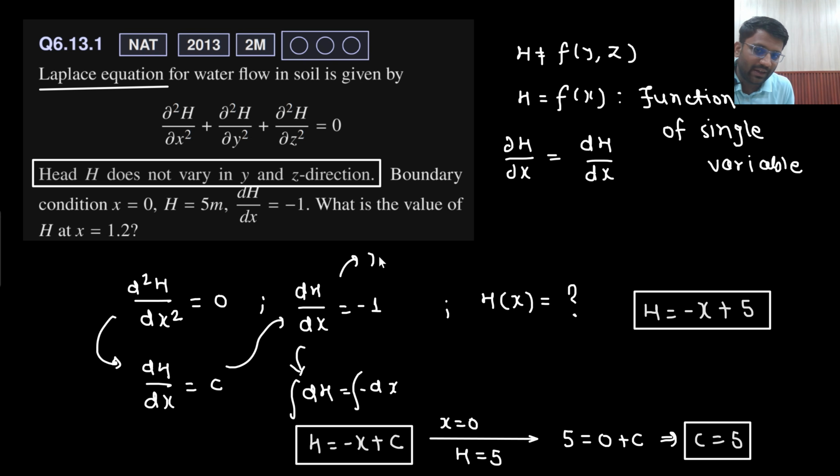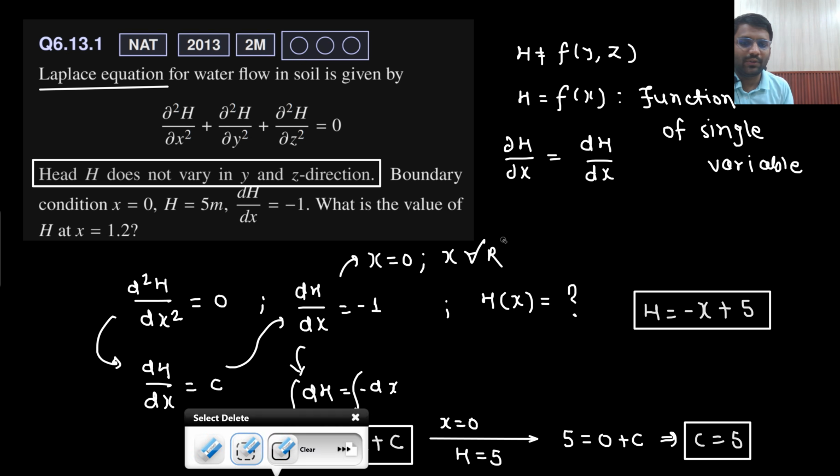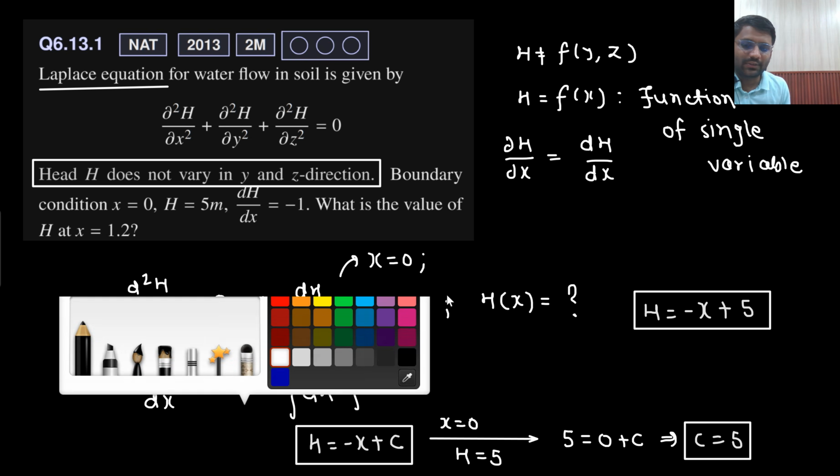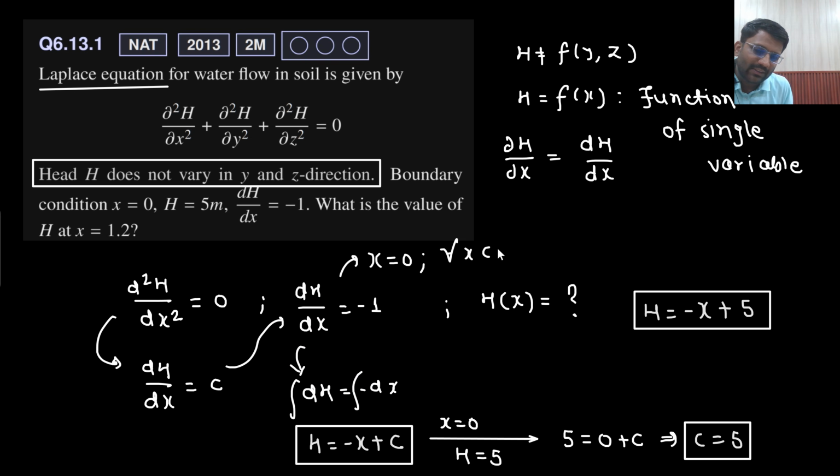This has been given at x equals 0. But this will always be true for x belonging to R. For all x belonging to R, right? Why is that so? For all x belonging to R. Why will it always be true?